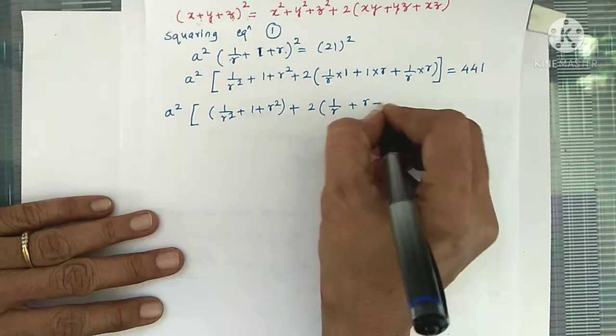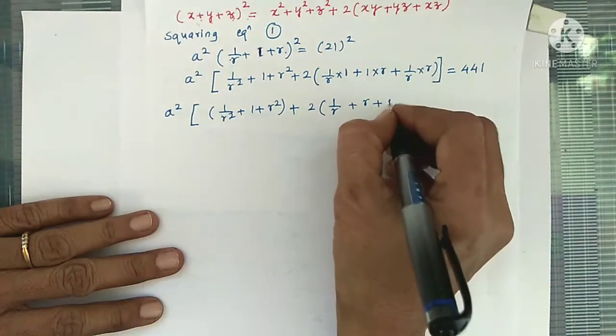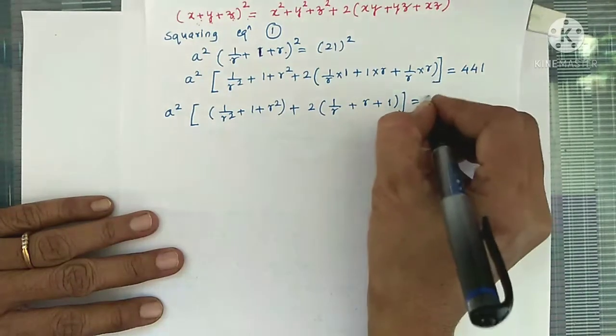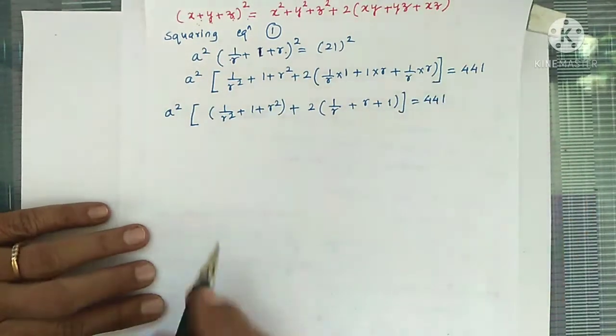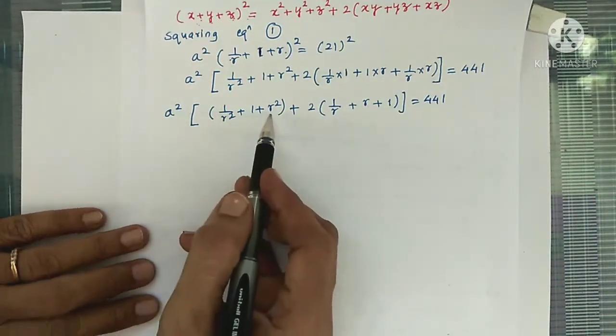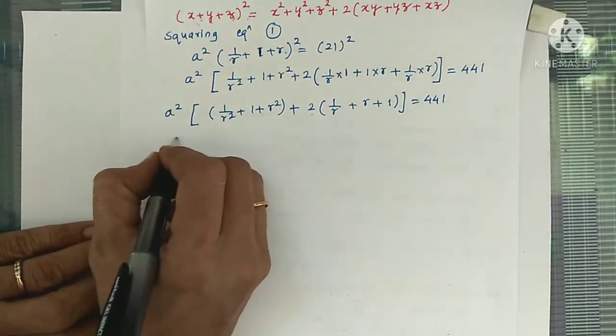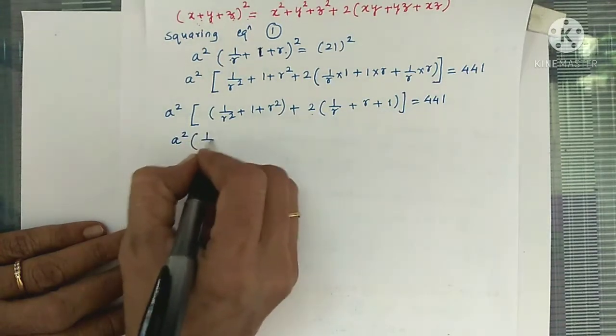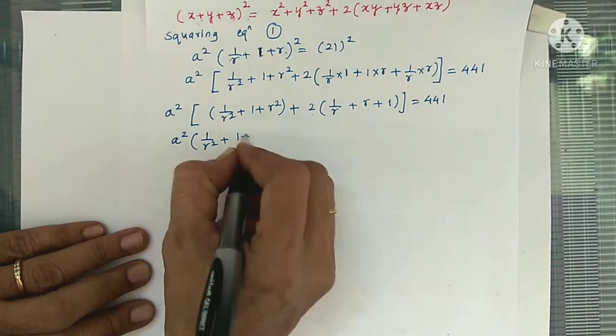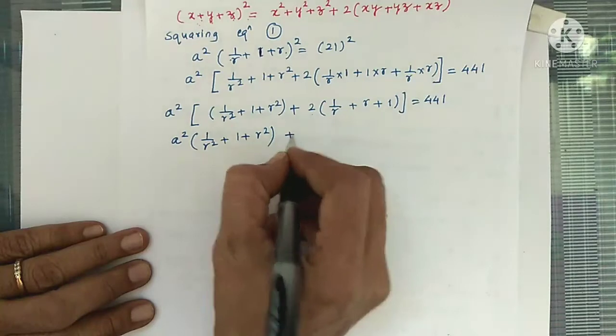1 into r is r. Here r gets cancelled and we get 1 equal to 4, 4, 1. Now we have a square into first bracket plus second bracket. So multiply both brackets by a square. A square into 1 by r square plus 1 plus r square.